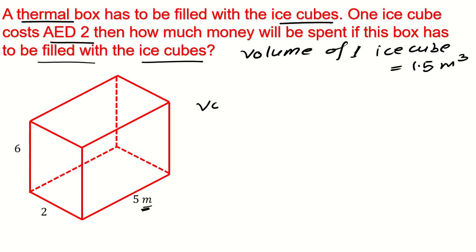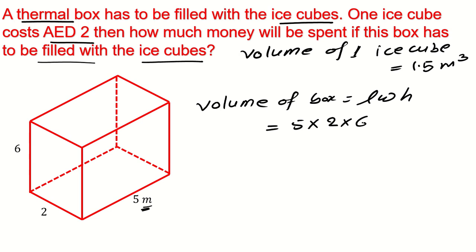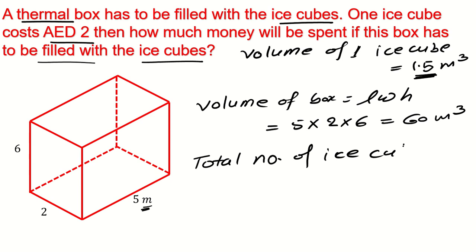Now the volume of the box will be length, width and height. So length means 5, width means 2 and height means 6. So 5 times 2 is 10, 10 times 6 is 60 meter cube, okay? Now the volume of one ice cube is 1.5 meter cube. So how will the total number of ice cubes be found? Total number of ice cubes is volume divided by one volume, okay?